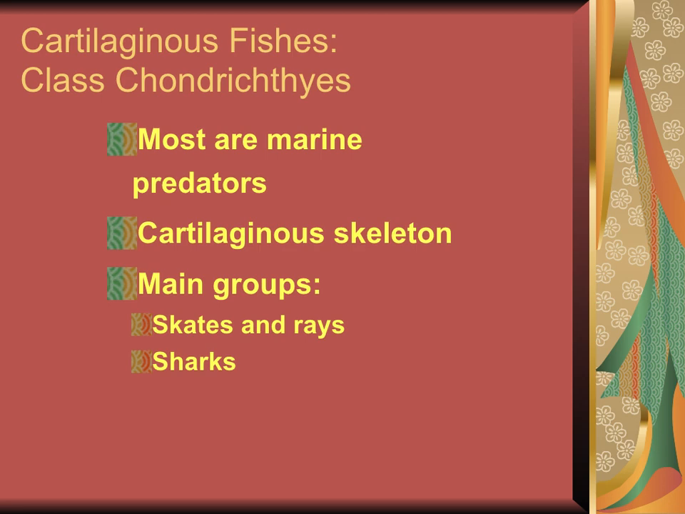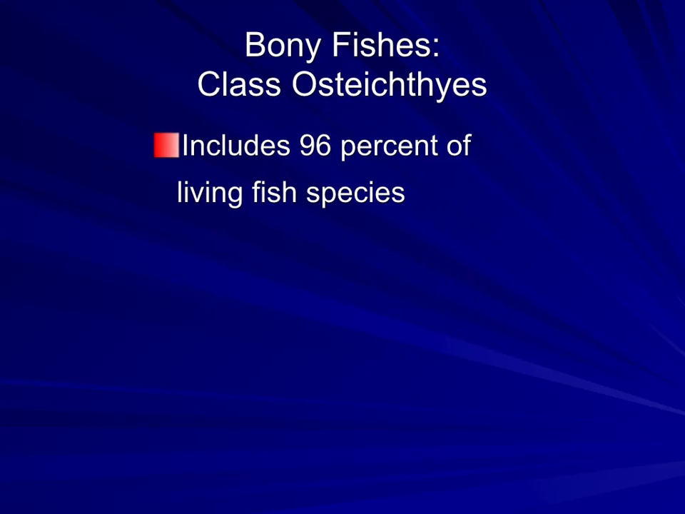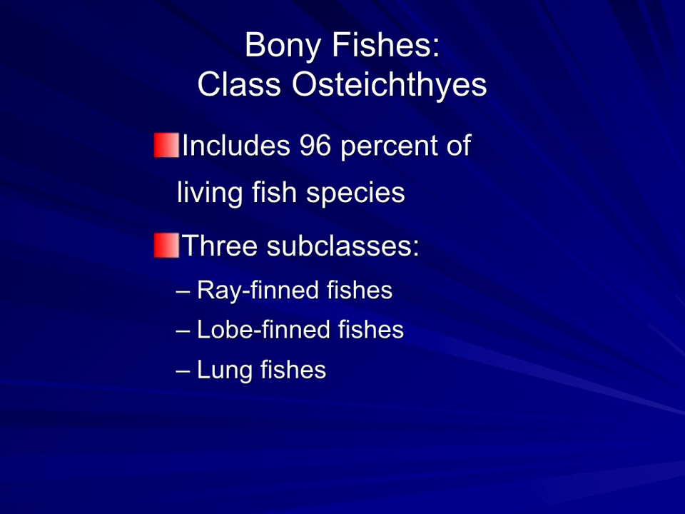When we talk about rays, we have sharks, skates, and rays being the main ones that we deal with there. Now, when we talk about the Osteichthyes, this includes 90% of living fish species. So we have the three subclasses: the ray fin fishes, the lobe fin fishes, and the lungfishes.